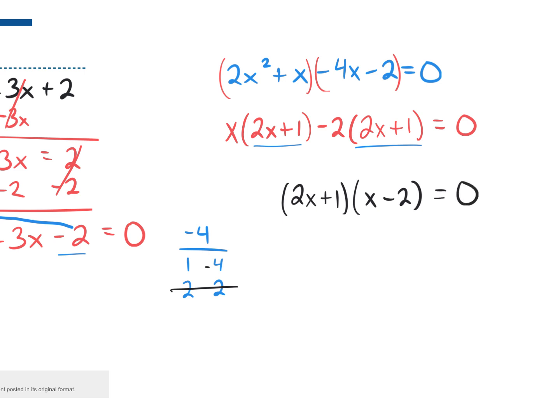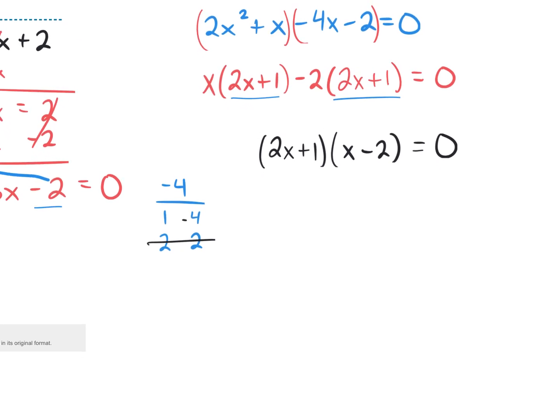Now this is the new step we learned today. How do I find my zeros, or how do I solve? What should I do before I subtract the 1? 2x plus 1 equals 0. Yep, set them both equal to 0. 2x plus 1 equals 0, and x minus 2 equals 0. Now, what do I do? Subtract the 1. Yep, subtract 1.